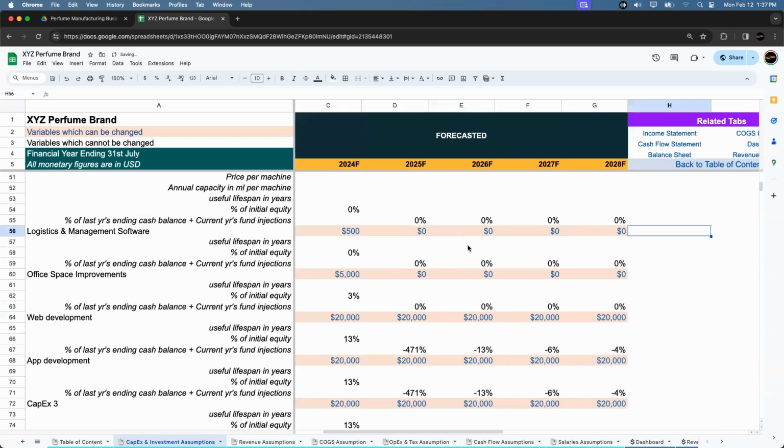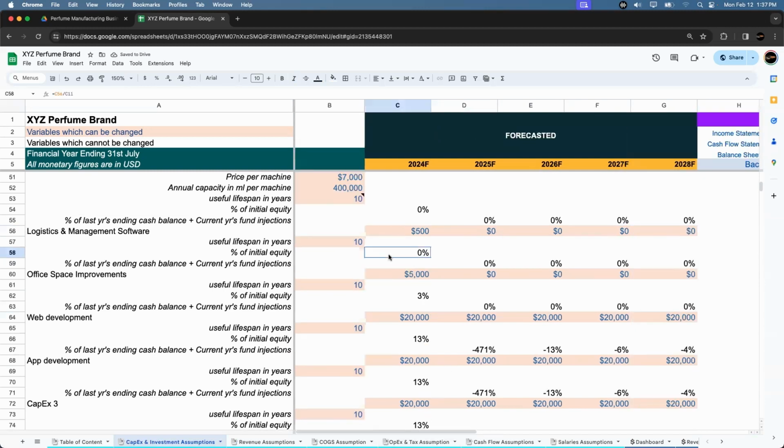This is also the case for logistics and management software. If you have to pay it every year, then it's best to not enter it in the capex item. Then it becomes an expense. If you have to just pay it once and it gives you value over time, then you should put it in the capex item. For example, office space improvement, you won't have to spend regularly on office space improvements. If you just start the business, you have to pay that amount initially and you can just keep on going for years. Same for web development.